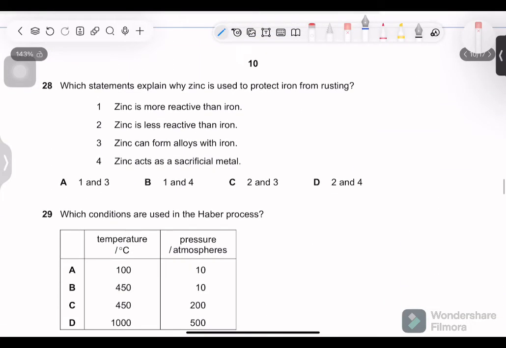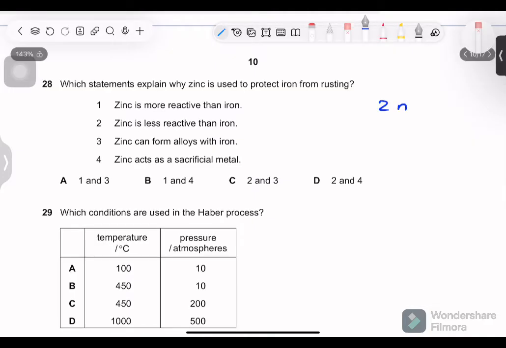Which statements explain why zinc is used to protect iron from rusting? Because zinc is less reactive than iron. No. Wait. Wait a second. In the reactivity series, zinc is over here and iron is over here. So zinc is more reactive than Fe. So 1 is correct. What happens is zinc offers a sacrificial protection for iron.